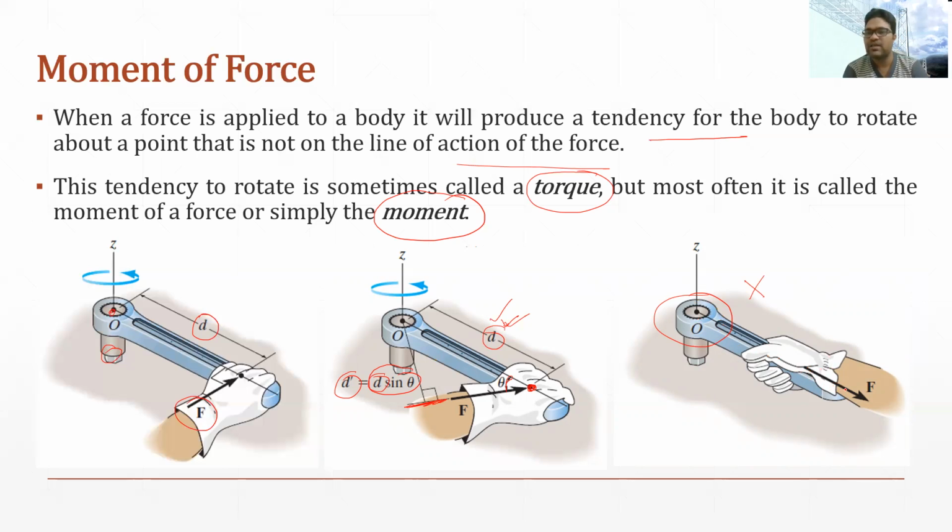In other words, we can say that the line of action of the force will be through point O, or it will become a concurrent force. In that case, there will be no rotation. So we can say that concurrent forces generally will not have this effect of rotation. This effect of rotation will be in the case of non-concurrent forces.